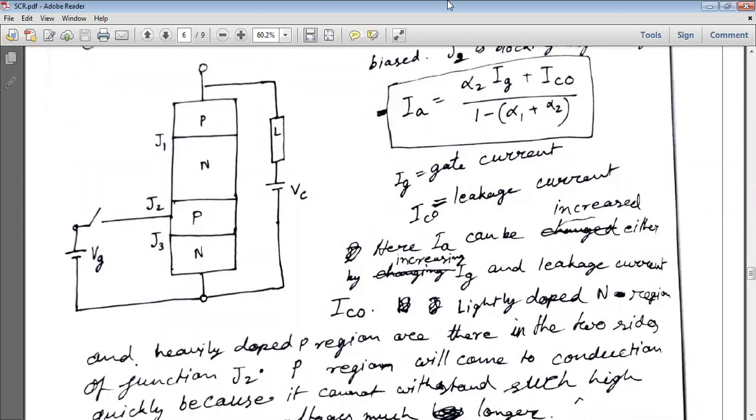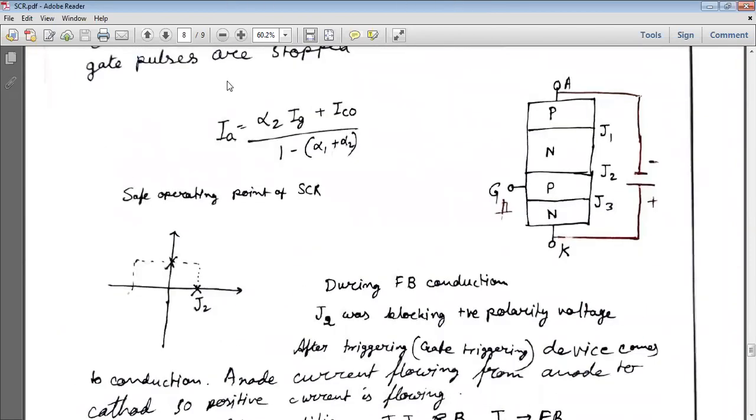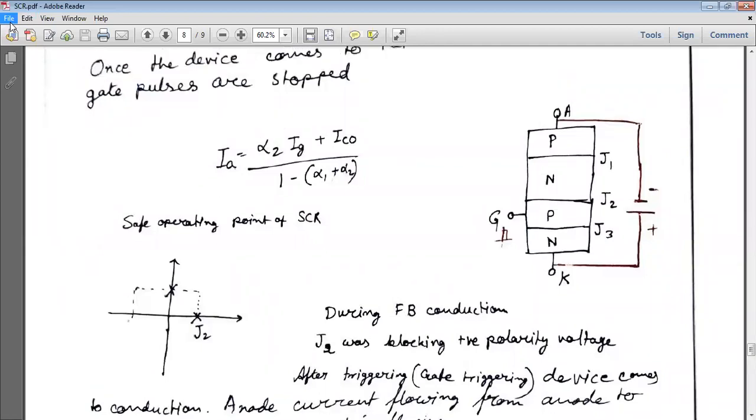Now this is the safe operating region for SCR, for the first quadrant. The safe operating region is for SCR during forward biased conduction. J2 is blocking positive polarity voltage. After triggering, the device comes to conduction, with anode current flowing from anode to cathode. So positive current is flowing. During the reverse bias condition, J1 and J3 are reverse biased and J2 is forward biased.